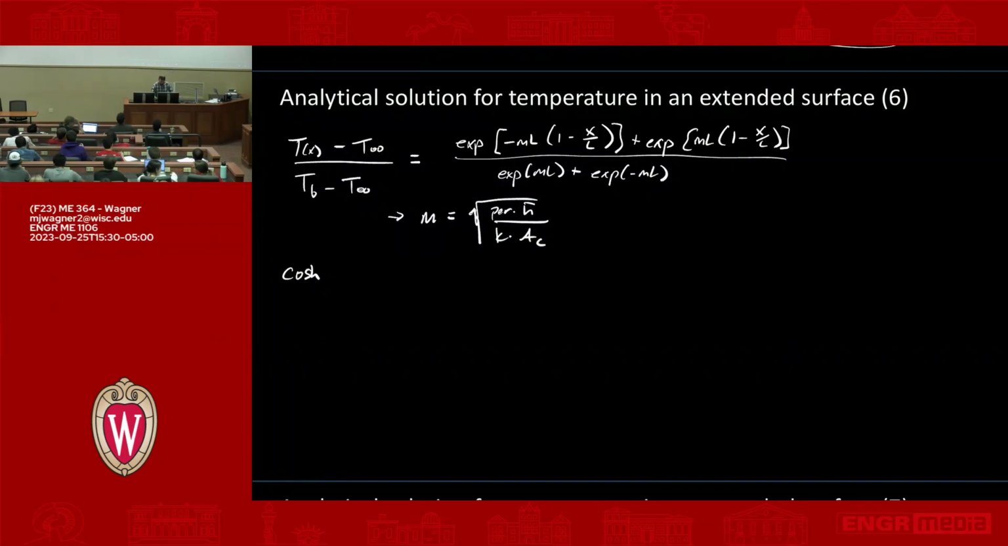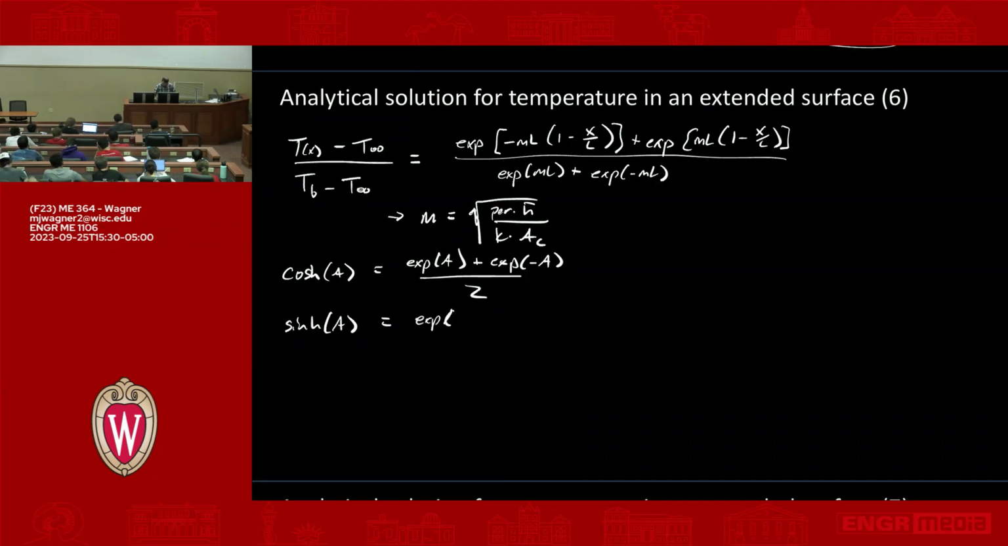So you remember if we take cosh of some argument a, that's equivalent to exponential of a plus exponential of minus a, over 2. That's the definition of cosh. The definition of sinh, S-I-N-H, of some argument is exponential of a minus exponential of minus a, over 2.